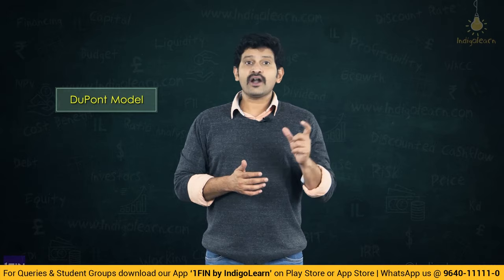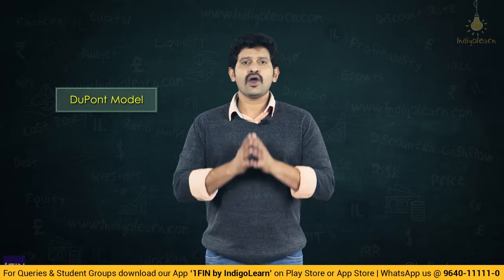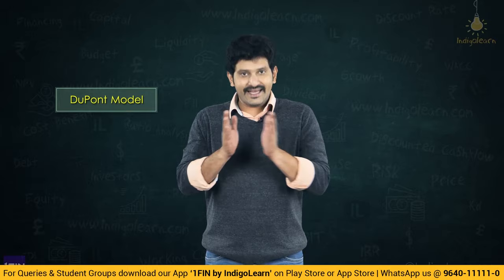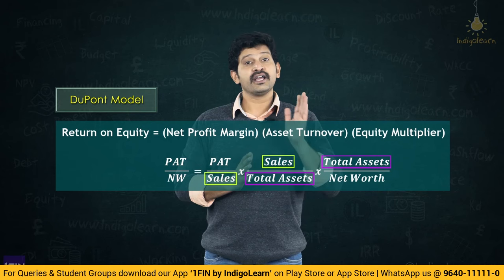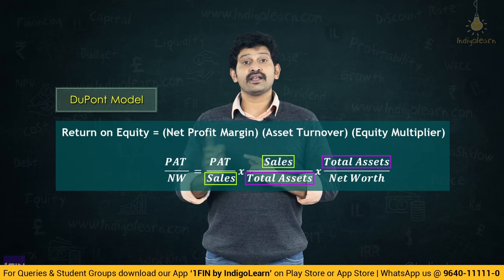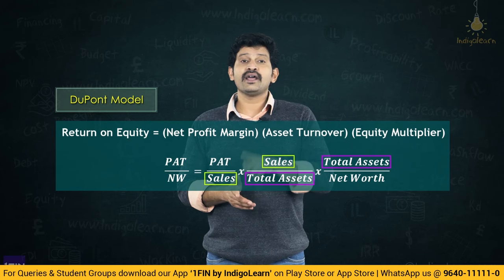So to explain this theory, he expanded this return on equity, that is PAT by net worth, like this. Return on equity can also be written as PAT by sales into sales by total assets into total assets by net worth. Now what happens at the end of the day? PAT by sales is here, then sales by total assets is here. So sales get cancelled. Then total assets is in the denominator in the second term, and total assets by net worth in the third, therefore total assets get cancelled. Therefore the end result is again PAT by net worth only.